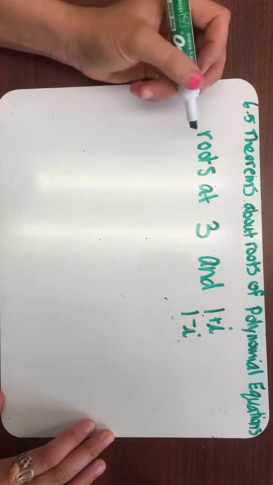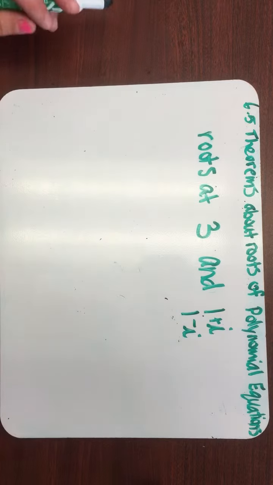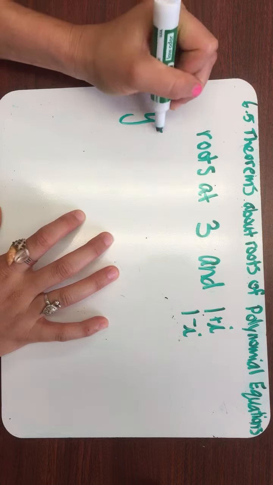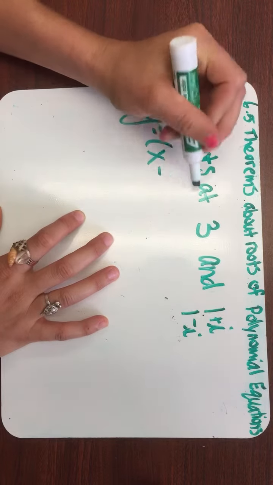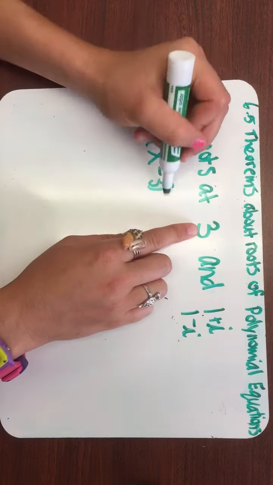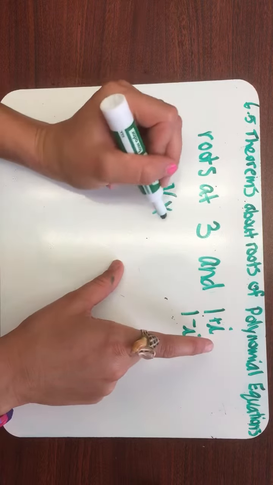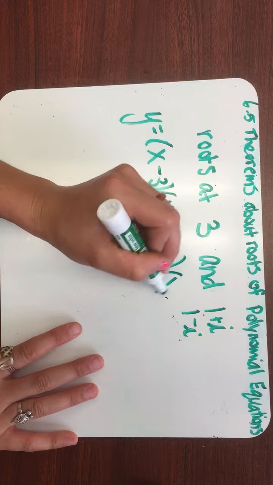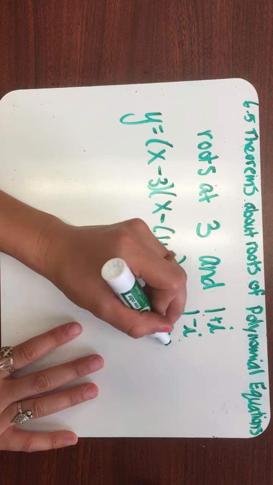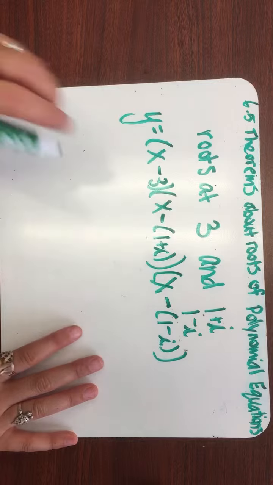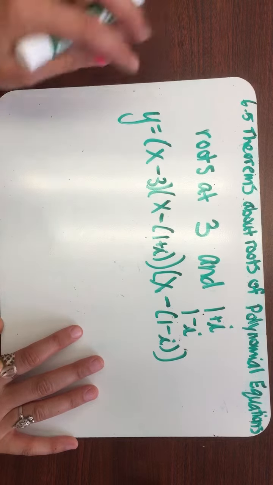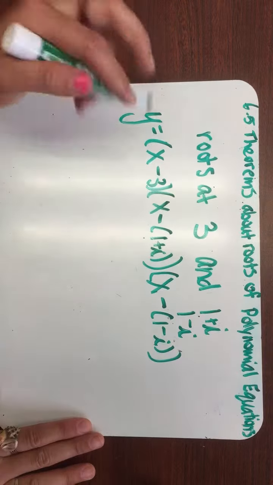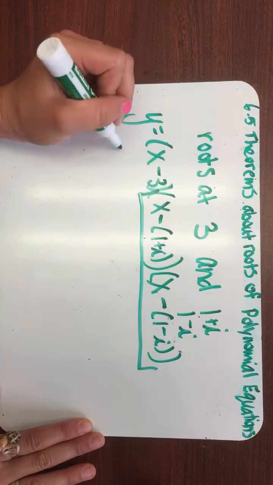So if we wanted to find the equation for this cubic polynomial, we would write this all out as y equals, I would have an x minus my roots, so x minus 3, and then I would have x minus 1 plus i, and I would have x minus 1 minus i. Okay, so now we're going to take this, which is our polynomial in factored form, and we're going to multiply it all out. So we'll take this and we'll multiply it.